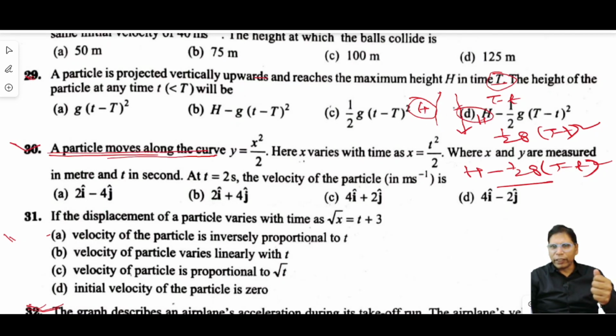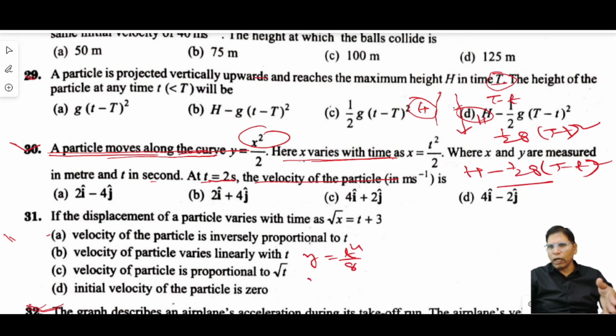Now question number 30. A particle moves along a curve y equals x squared by 2, where x varies with time as x equals t squared by 2, where x and y are in meters and t in seconds. At t equal to 2 seconds, find the velocity of the particle. Now look at this. Here y equals x squared by 2, so y is t to the power 4 by 8. X is t squared by 2.